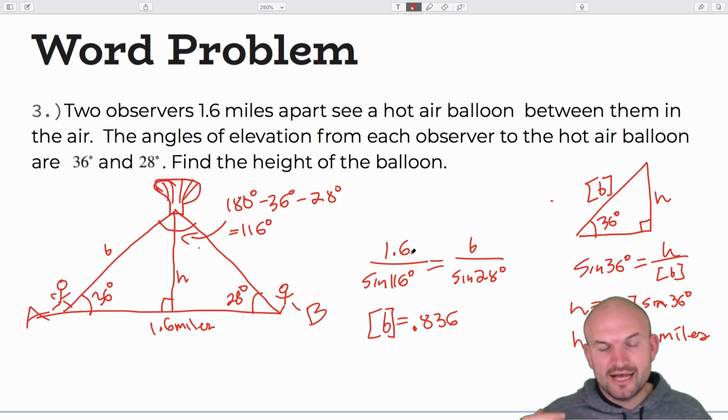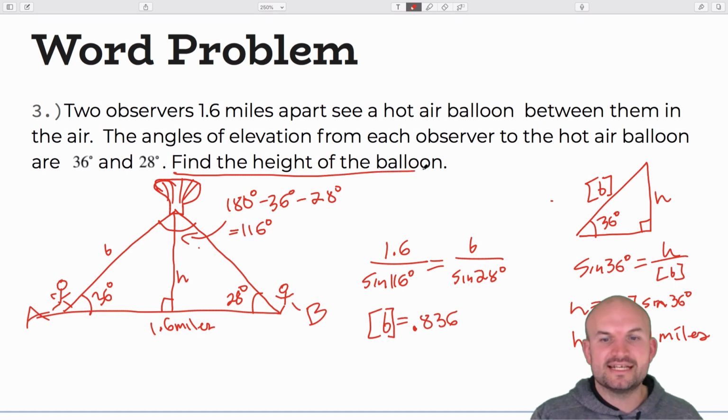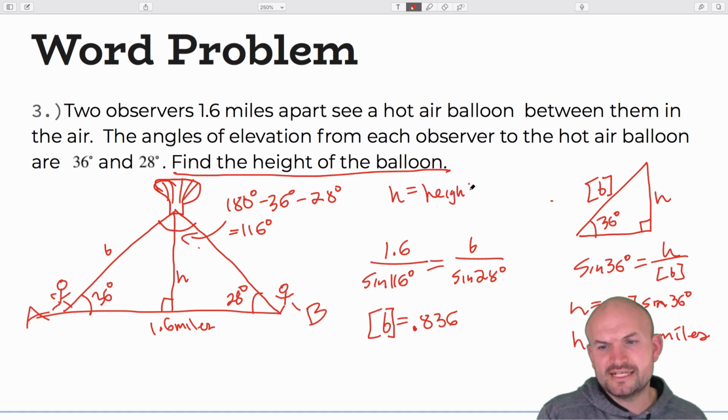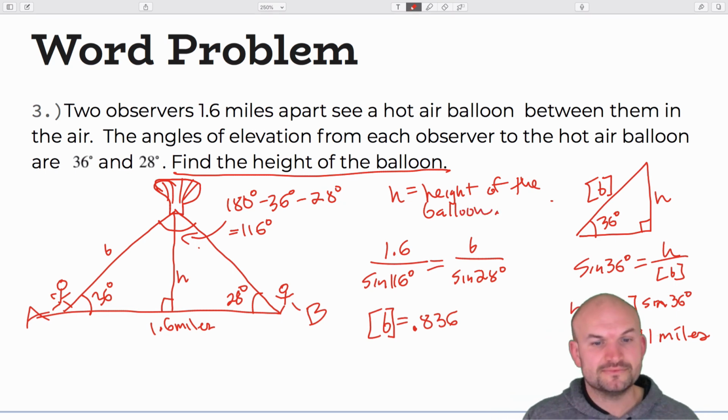So you can see here how we had to create our ratio, but then also just by solving the law of sines isn't our answer. Like we need to make sure we understand the height of the balloon, right? Which I should also define the variable, which I forgot to. H equals the height of the balloon. Okay, because I make sure I solved it, but I didn't define the variable.